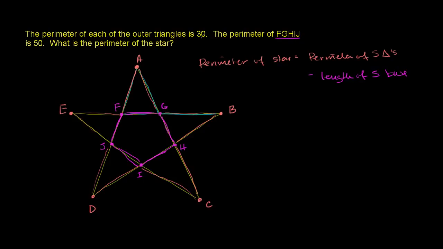Well, the perimeter of each of them is 30. So the perimeter of 5 of them is going to be 5 times 30, which is 150. Now, we want to subtract out the lengths of their 5 bases. The lengths of their 5 bases, if we add them up, is the exact perimeter of this inner pentagon right over here. So this inner pentagon has a perimeter of 50. That is the sum of the 5 bases. So that right over here is 50. So the perimeter of the star is going to be 150 minus 50, or 100. All we did is took the perimeter of all the triangles, subtracted out these bases, which was the perimeter of the inner pentagon, and we're done.